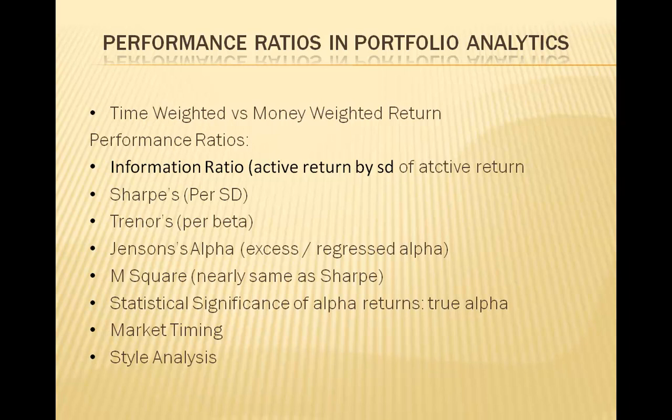So there are two things here to start with. One is the dollar weighted return and the other is time weighted return. Dollar weighted return is nothing but the internal rate of return, and time weighted return is the classical return, which is the holding period return. So those are the two return types.